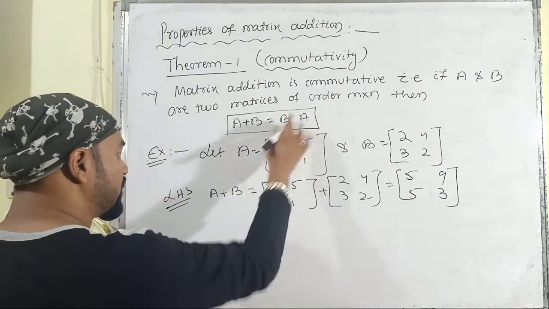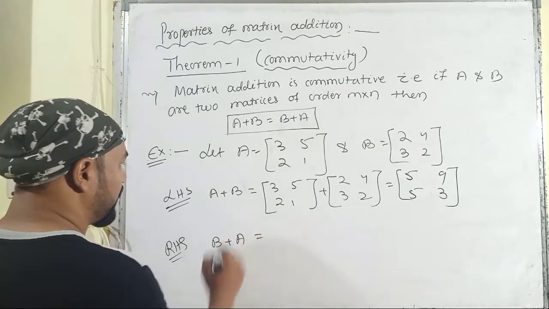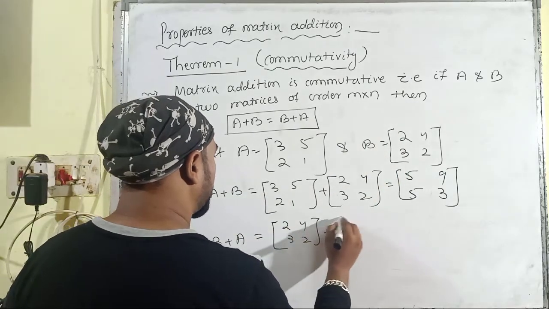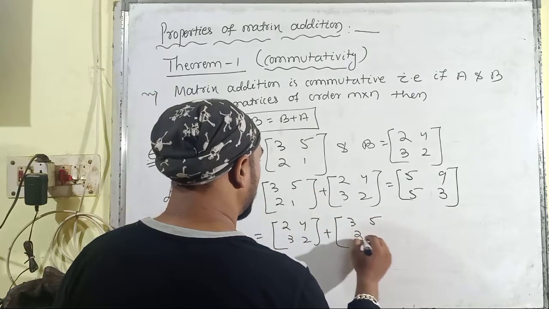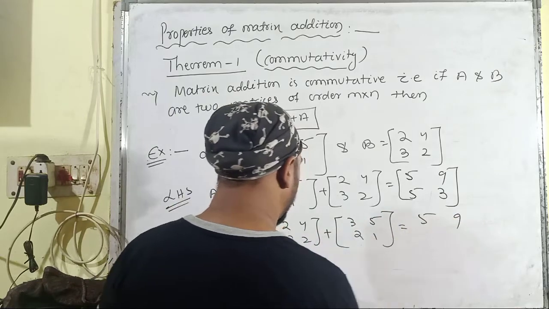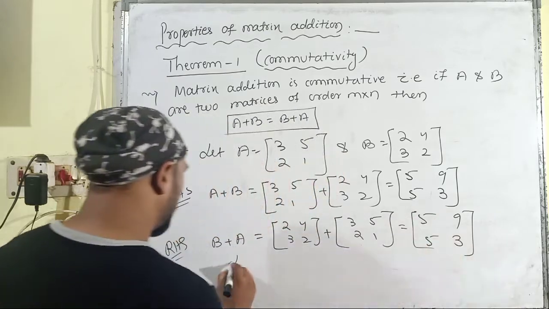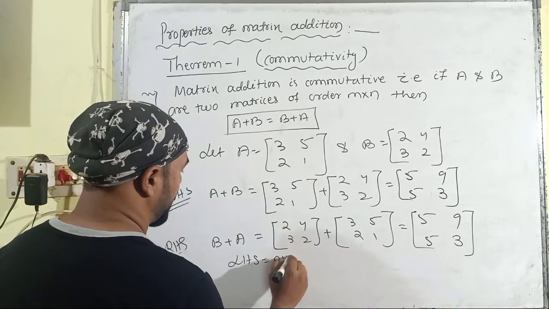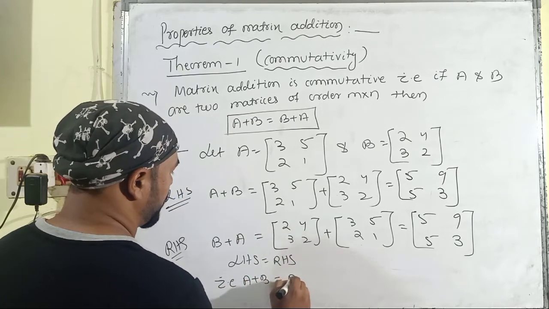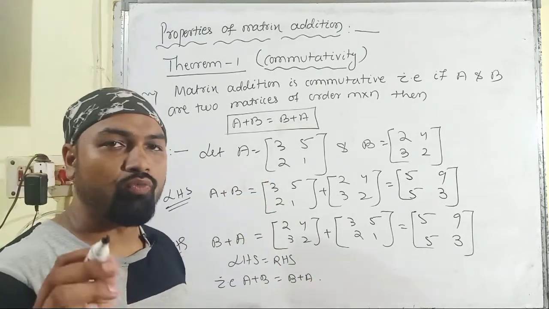Now we have to go through the right hand side, and here we have to add the matrices B and A. So first of all we write down [2, 4, 3, 2] plus the matrix A, which is [3, 5, 2, 1]. Again, 2 plus 3 is 5, 4 plus 5 is 9, 3 plus 2 is 5, 2 plus 1 is 3. So the left hand side is equal to the right hand side, that is, A plus B is equal to B plus A. So the matrix addition is commutative.